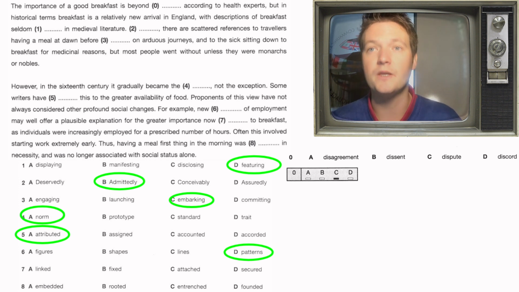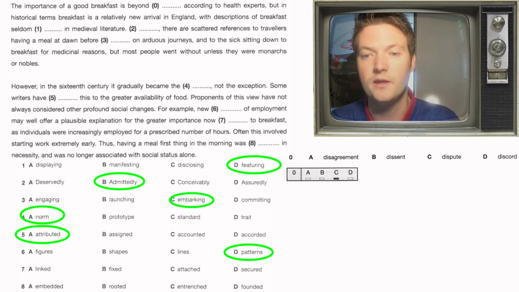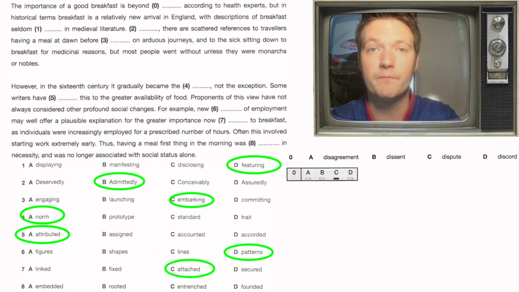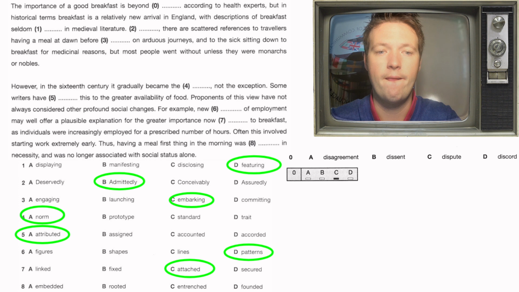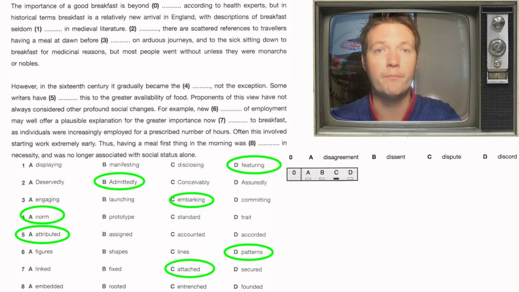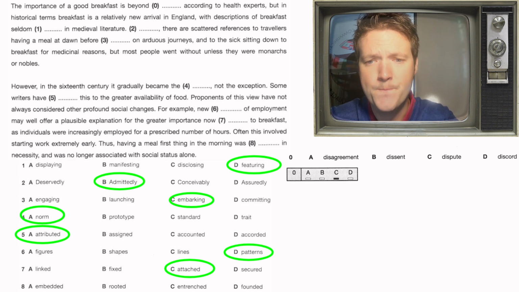Attached to breakfast for me. You put the importance on breakfast. People attach importance to breakfast. Yeah, they say it's the most important meal of the day. Secured to breakfast again? No, this sounds too physical rather than figurative. I think you attach importance to something, figuratively speaking. So, as individuals were increasingly employed for a prescribed number of hours, the patterns of employment were changing, so we attached more importance to having breakfast, I think.